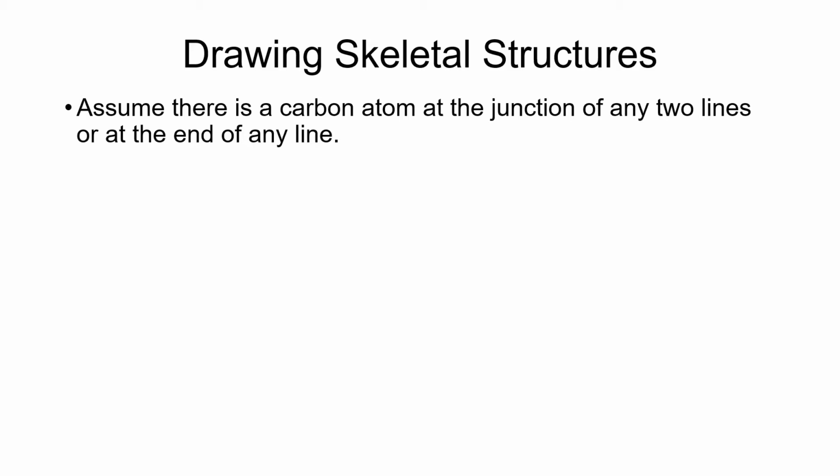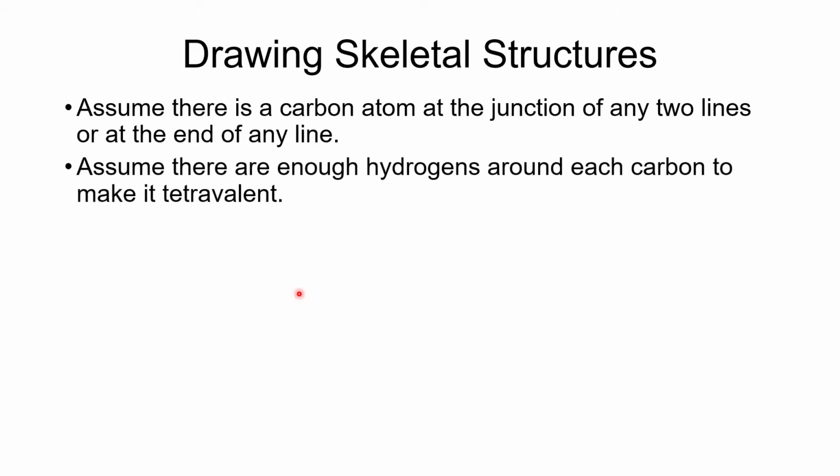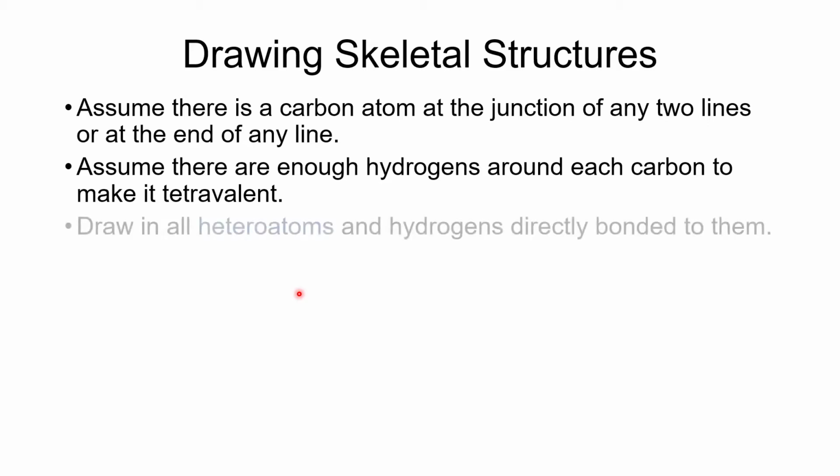So the way that we do it is that we assume there is a carbon at the junction of any two lines or at the end of a line. And we also assume that there are enough hydrogens. The hydrogens are implied when we're doing skeletal structures. So there are enough hydrogens to make it so each carbon has 4 bonds, in other words, tetravalent. And then we draw any heteroatoms in expressly. Carbons aren't labeled. They're just implied by the connection of 2 points. Hydrogens aren't drawn unless they're on heteroatoms.